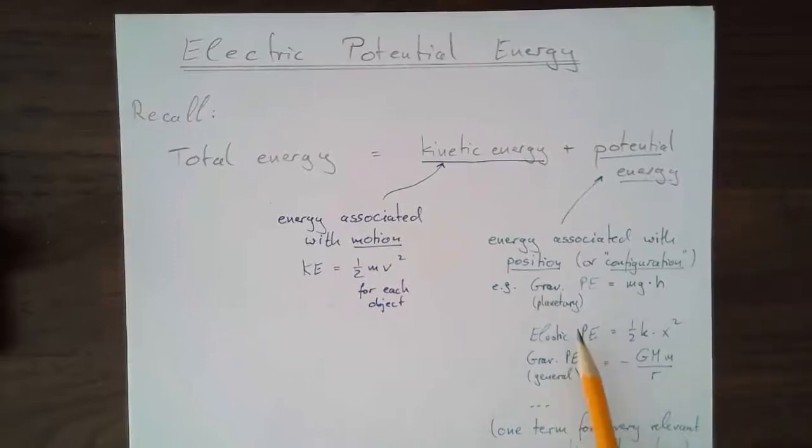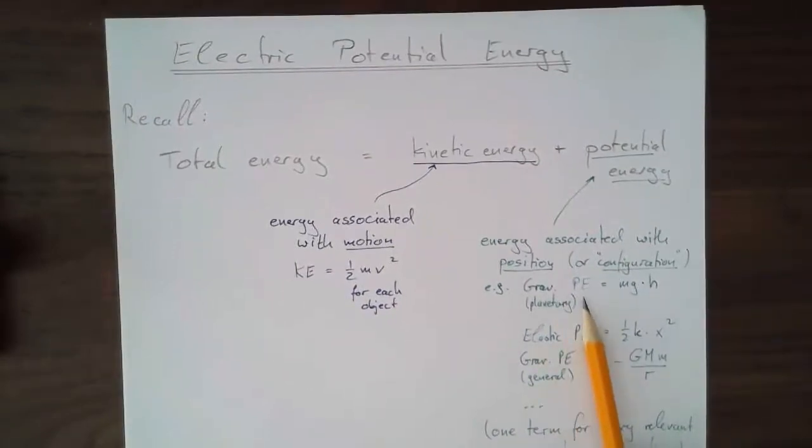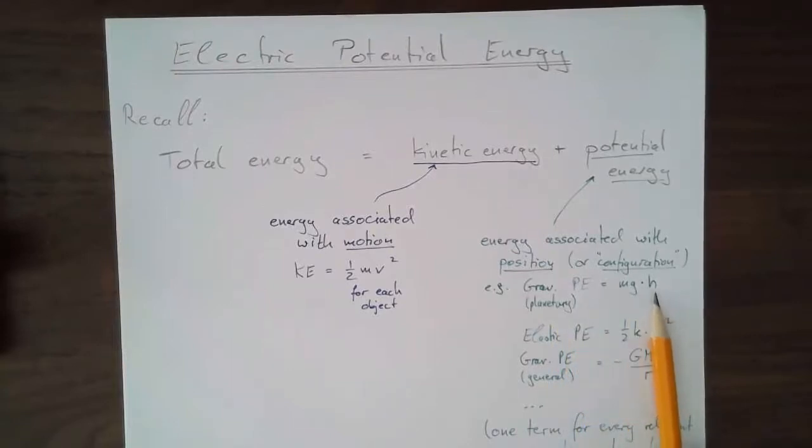For example, some things you might remember: gravitational potential energy on a planet's surface, mgh, where h is a position, right? How high are you? And specifically, is it a position relative to the surface of the Earth? Although you can define the zero point anywhere, but that's beside the point right now.